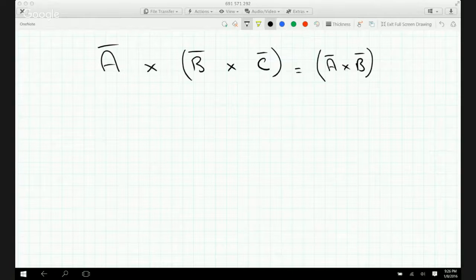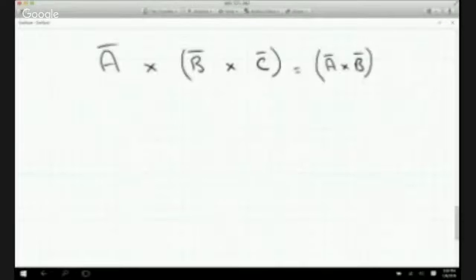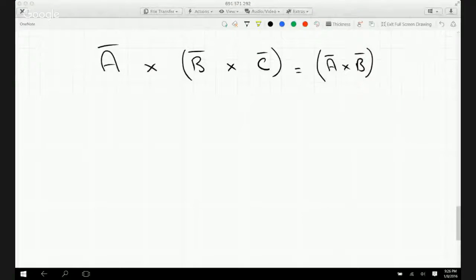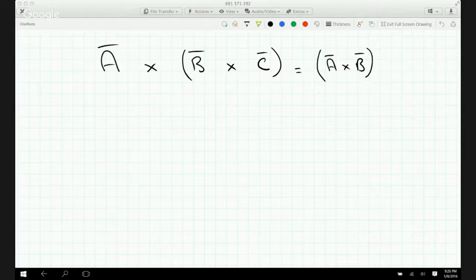A cross B crossed with C. No, that's associative. That is associative, crossed with C. What's distributive? Oh, right. That's A cross B.